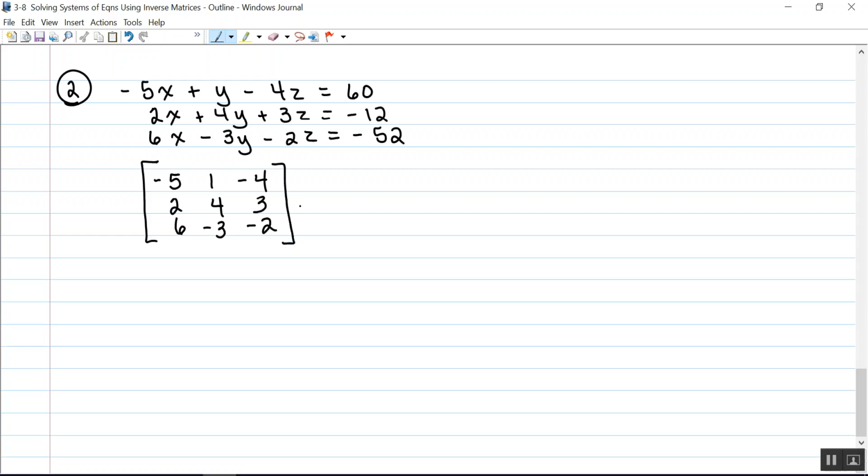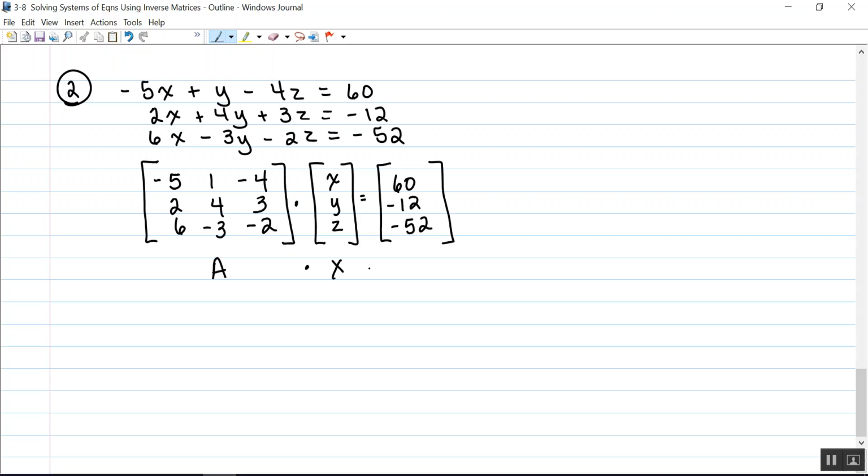Okay. My variable matrix, since I have 3 variables, is x, y, and z. And my constant matrix, 60, -12, and -52. So this is my A, this is my X, and this is my B. So my X is going to be equal to the inverse of A times B. And let's go ahead and put those in our calculator.